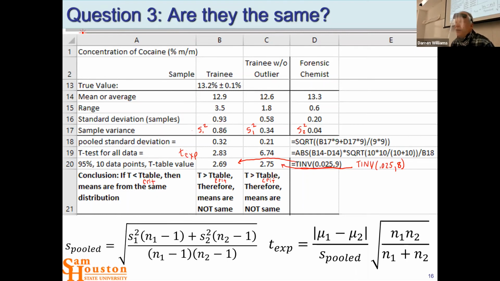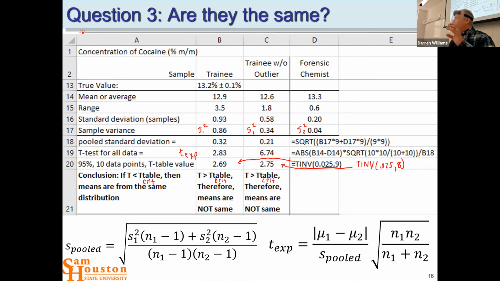Therefore, the means are not the same. We reject the null hypothesis that says that they are the same. Okay. So this means there's a statistically significant difference in the means between our trainee and our forensic chemist. And we could see that from the graphs, but we didn't have a number. And now we have a number. We can look at these t values and say, yes, the t value for our two personnel is, the null hypothesis fails, okay? Because our t value is greater than the t critical value.